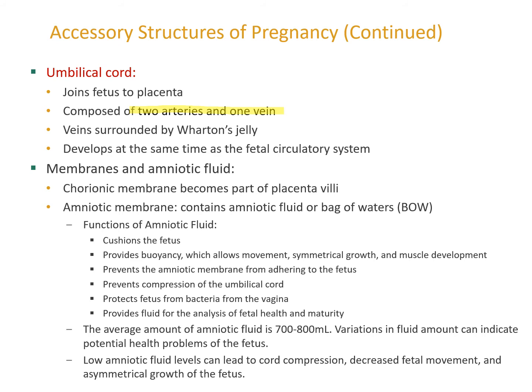The umbilical vein supplies the fetus with oxygenated, nutrient-rich blood from the placenta. Conversely, the fetal heart pumps unoxygenated, nutrient-depleted blood through the umbilical arteries away from that fetus back to the placenta. Remember, arteries away. They move unoxygenated blood away from the baby back to the placenta.